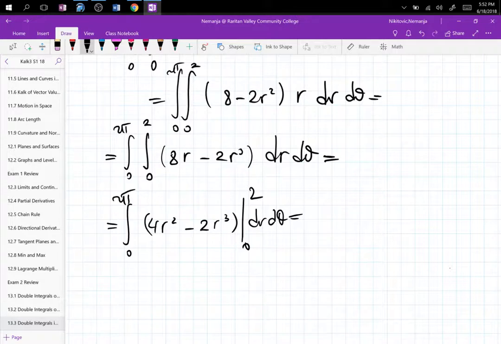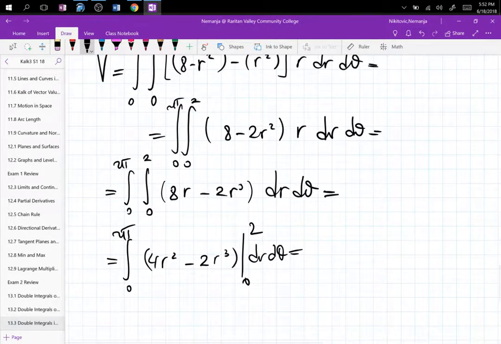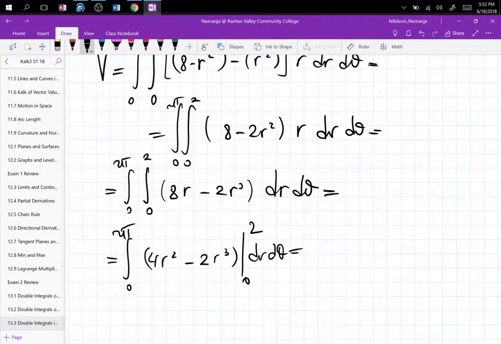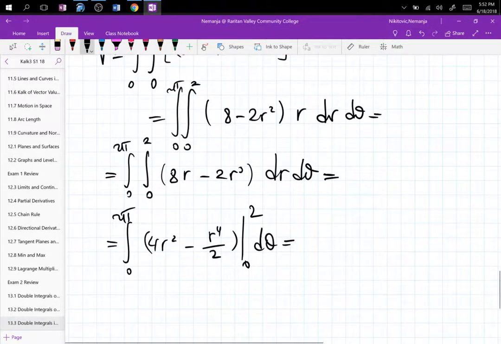Why did you integrate 2r? Yeah, it would be 2r to the 4 over 4, so r to the 4 over 2. Yeah. Much better. All right, good. Well, that's why I have you. Exactly.